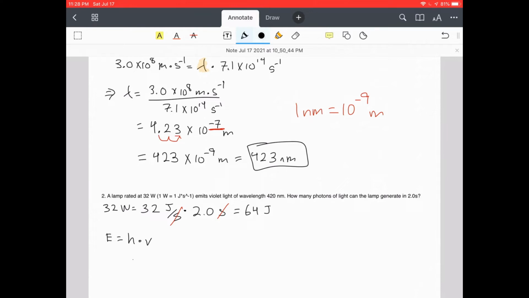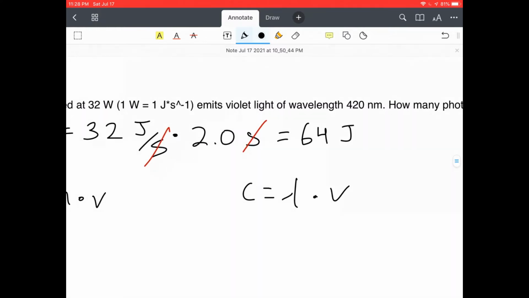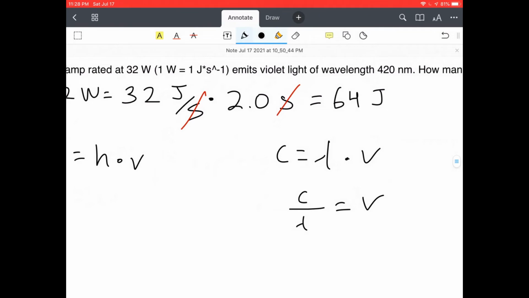We know that's 420 nanometers. But wavelength is not the exact same as frequency. So if you'll remember from the previous question, we know that the speed of light is equal to the wavelength times the frequency. And so what we can do is rearrange this equation by dividing the wavelength on both sides. So the speed of light divided by the wavelength is equal to the frequency of light. And so what I can do is essentially substitute all of this in place of this.